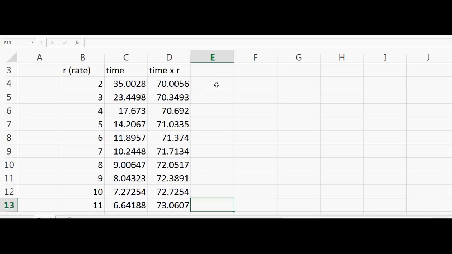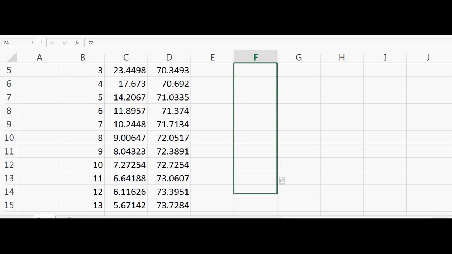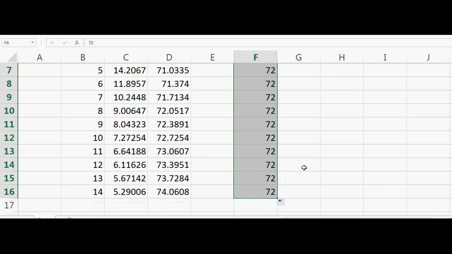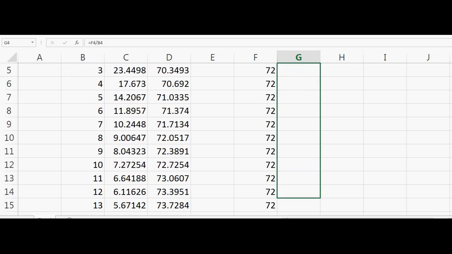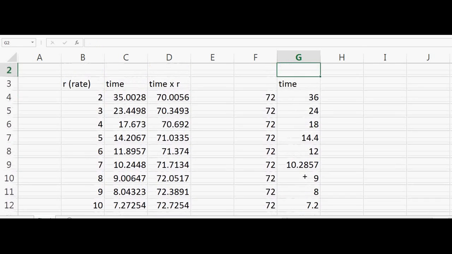if I use our trick, then instead of using 70.005, I will always use 72. I keep using 72 for all these rates, and then I calculate the time. Time will be equal to 72 divided by rate. Now you can see that I get numbers which are very close to the actual time it should be.